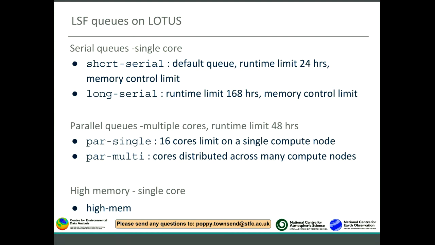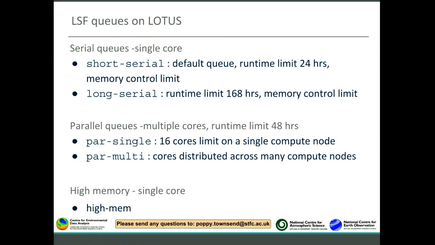Now, moving to the queues. In LOTUS, we used to have, a long time ago, just one single queue. Now there are five queues, and they're grouped on the number of cores they are configured for. So there's a serial queue. The serial queue is only for single-core jobs.